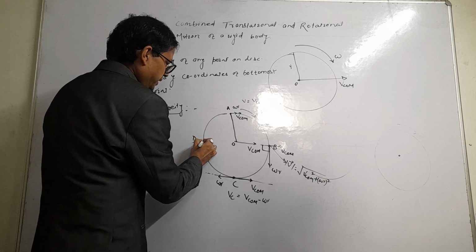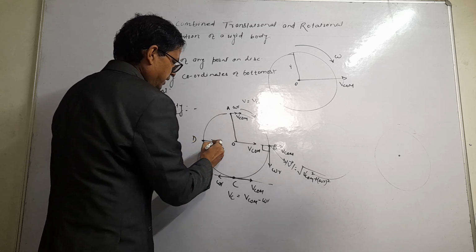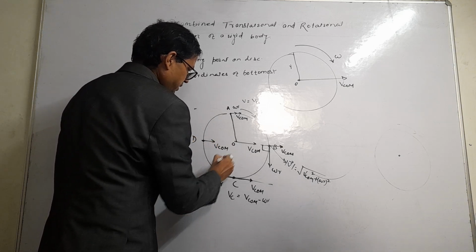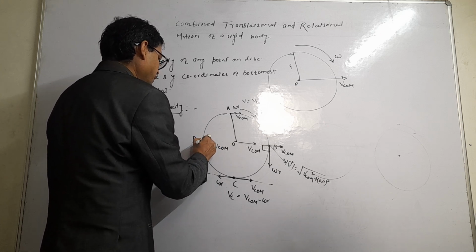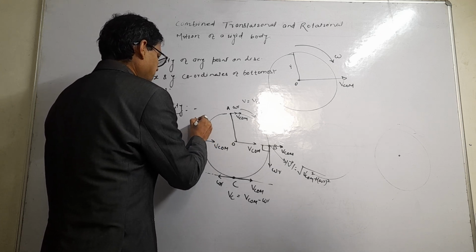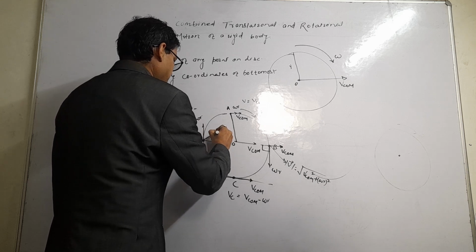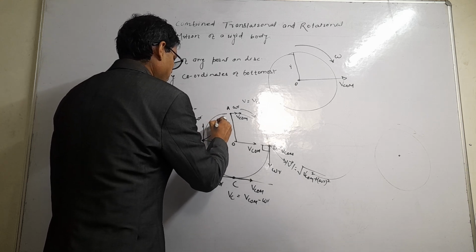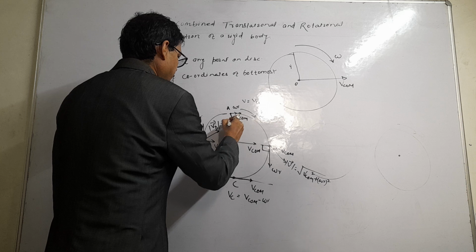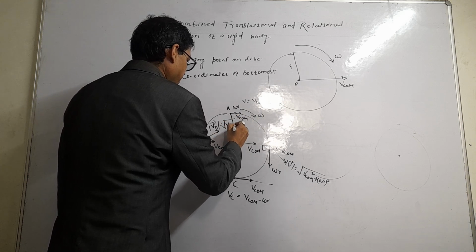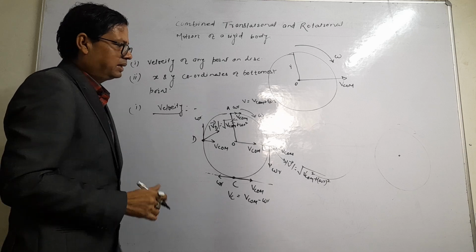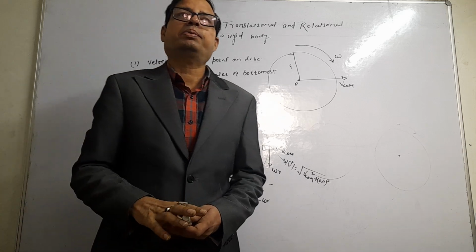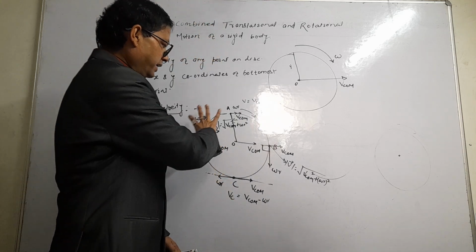Similarly, at point D, we have one velocity that is v center of mass due to translational motion of center of mass, and another one is perpendicular to the line joining this point, that is omega r, and the resultant will be Vd, whose magnitude is equal to under root v center of mass plus omega r whole square. So in this way we can find the velocity of any point on this rigid body.